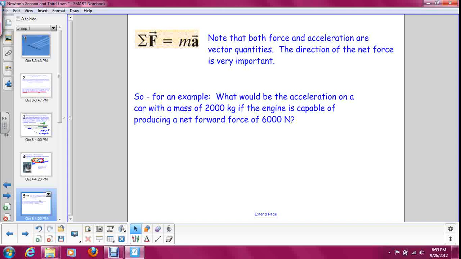So just a note, both force and acceleration are vector quantities. We know that already. Both of them have magnitude, but they also have to have direction. And the direction of the net force acting on an object is very important. And we denote that these are vector quantities with these little arrows above the symbols. So anytime you see an arrow above a symbol like that, it means it's a vector and it has magnitude and direction.